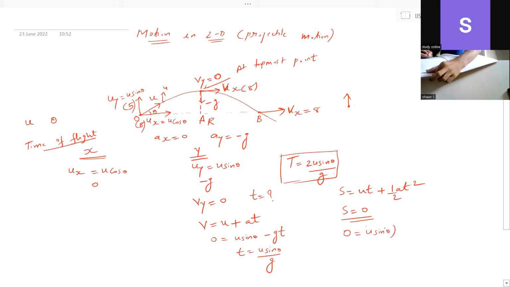But in this case, it would be the complete time of flight, not half. So 0 equals uT minus half gT squared. I'm writing capital T because that's the total time taken for this flight.